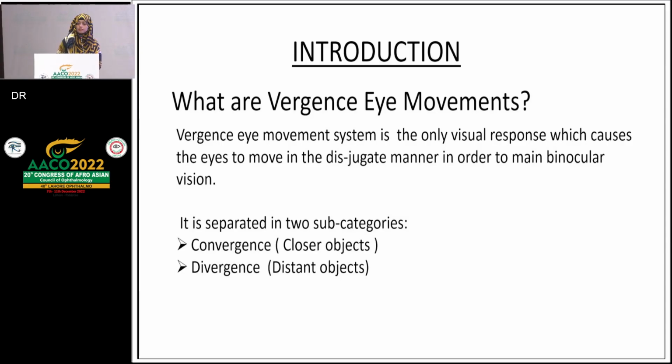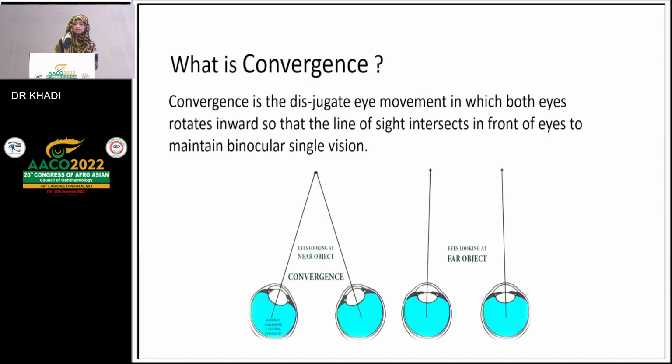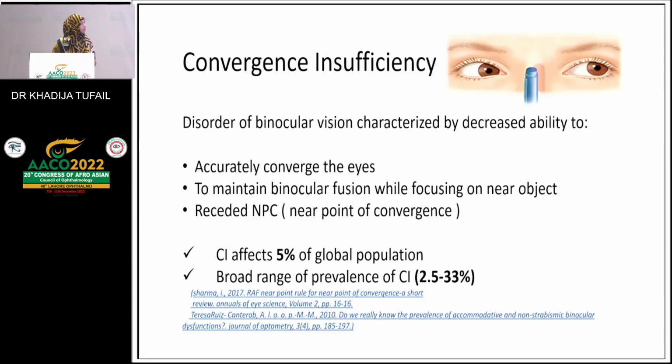Our eyes converge when we look at a near object, we focus while we do reading, and divergence, when we look farther away, our eyes diverge. So, what is convergence? Convergence is an eye movement in which both eyes rotate inward so that lines of sight intersect in front of our eyes to maintain binocular single vision. Actually, our medial rectus contract so that our eyes can rotate inward and we can focus on a near object.